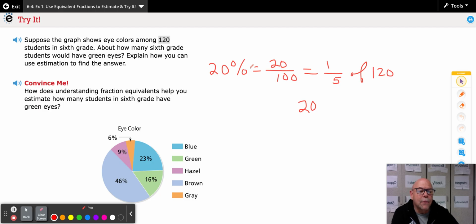Might be 24. Yeah, it's 24. 5 into 100 is 20, and then those 4 extra make it 24.